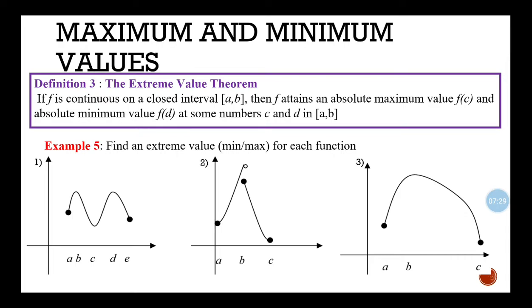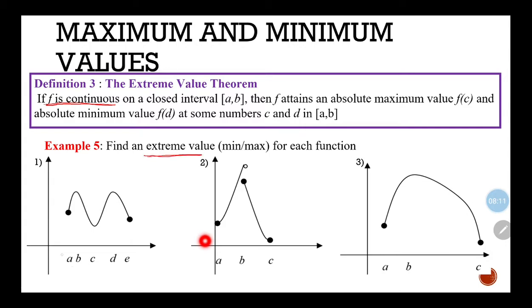Okay, extreme value theorem. What it means here is the maximum and minimum value can only be determined on a function that is continuous. If the function is not continuous, there should be no maximum or minimum value. Okay, so now let's look at example 5. In example 5, we want to find the extreme value for each function.